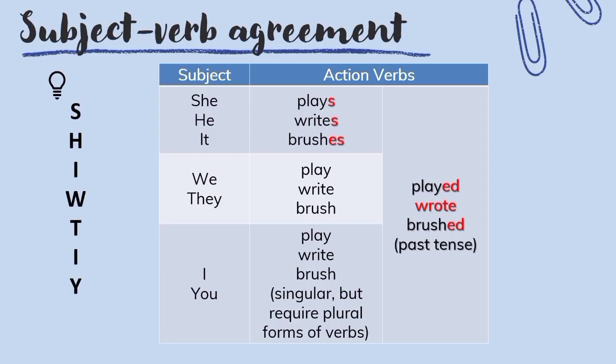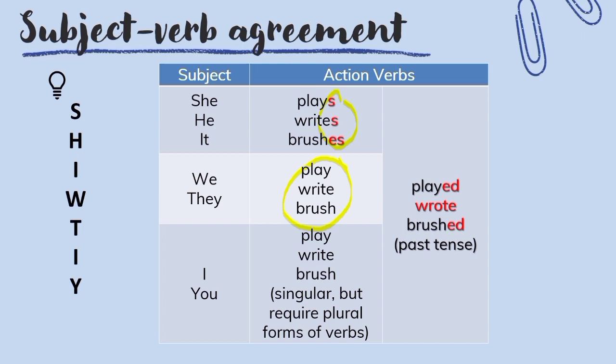Now let us look at the table. There are two columns, subject and action verbs. If the subject is singular, she, he, or it, then you need to add s or es to the action verbs. Plays, writes, brushes. If the subject is plural, we, they, then you don't need to change anything. No need to add s or es.